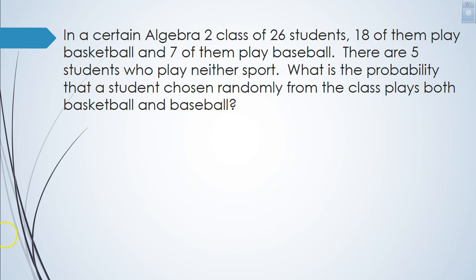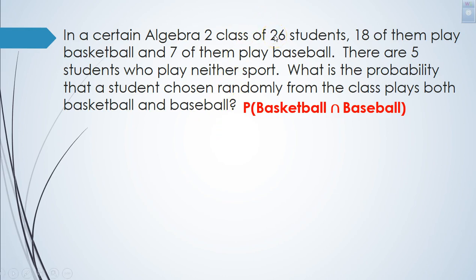So the first thing I need to determine is what kind of question is being asked of me here. And at the end here it says, what is the probability that a student chosen randomly from the class plays both basketball and baseball? So that's our probability. Basketball and baseball, remember that's our and symbol. And so what we're really looking for here is how do the two, basketball and baseball, overlap? So we're going to use a Venn diagram to solve this problem, but before we do that, we're going to talk through some of the elements of this problem.